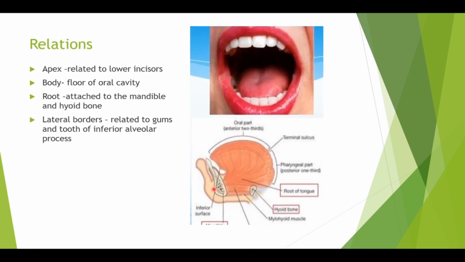The relations of the tongue: the apex or the tip of the tongue is related to the lower incisors. This is the lower incisors and the tip of the tongue is related to it. The body is related to the floor of the oral cavity, and the root of the tongue is attached to the mandible and hyoid bone, whereas the lateral borders, or you can say the margins of the tongue, are related to the gums and teeth of the inferior alveolar process.